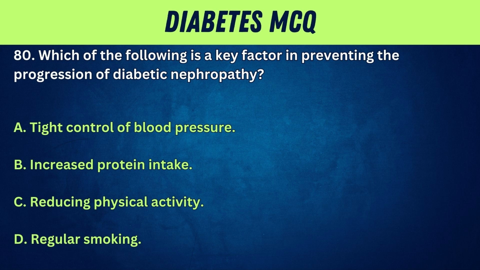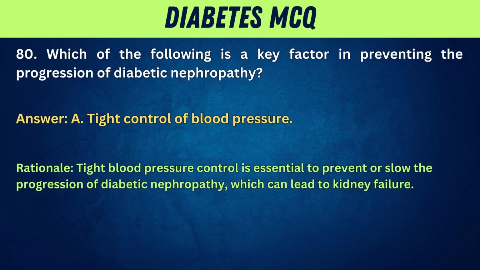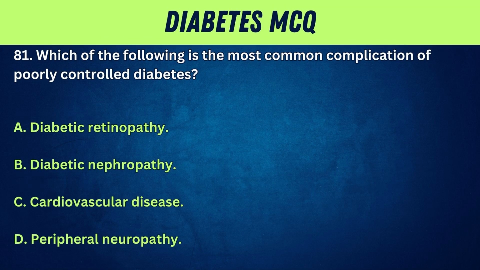80. Which of the following is a key factor in preventing the progression of diabetic nephropathy? A. Tight control of blood pressure. B. Increased protein intake. C. Reducing physical activity. D. Regular smoking. Answer: A. Tight control of blood pressure. Rationale: tight blood pressure control is essential to prevent or slow the progression of diabetic nephropathy, which can lead to kidney failure.